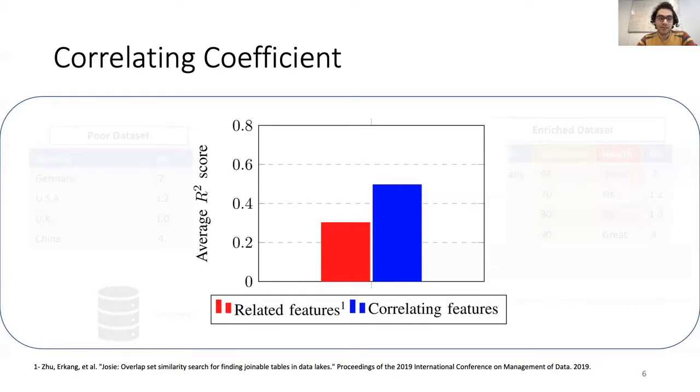And as you see, correlating features can be a better and more effective way of enriching the input data set and the training data set for a specific machine learning task. However, picking the right correlation coefficient is crucial for many tasks. And for most of the tasks, Pearson correlation is not the best choice.